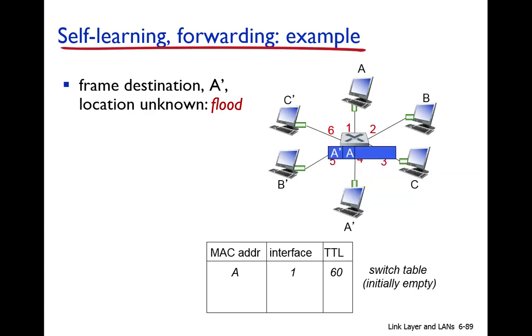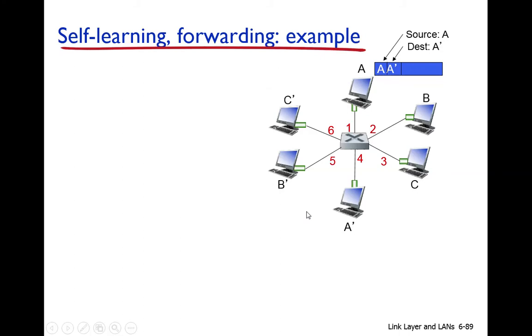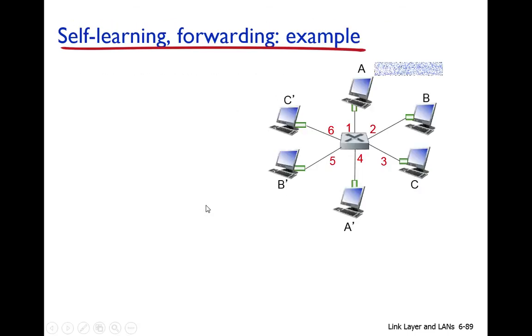Now suppose A dash wants to send data. When A dash sends data, the packet arrives from A dash, so A dash's location will be recorded. That is, sender A dash is reachable through interface 4. Next, when the packet has arrived, index the switch table using the destination address, and if the destination is found, then forward it. So you can see it.